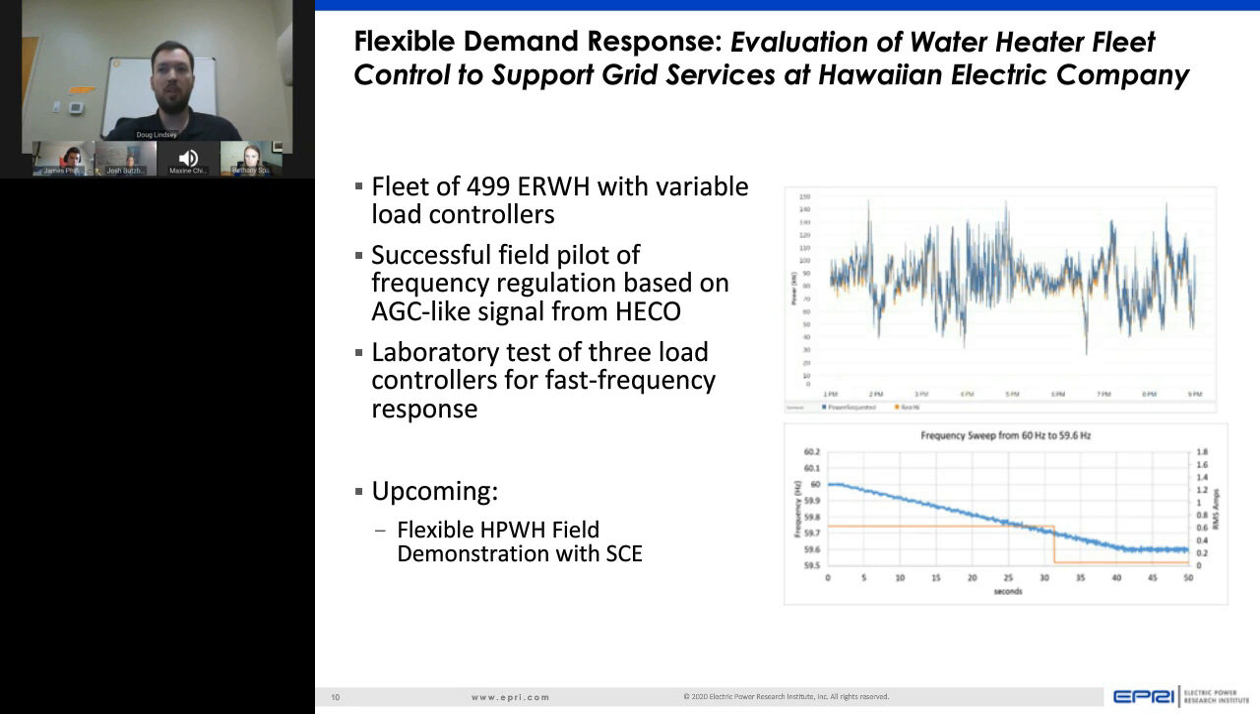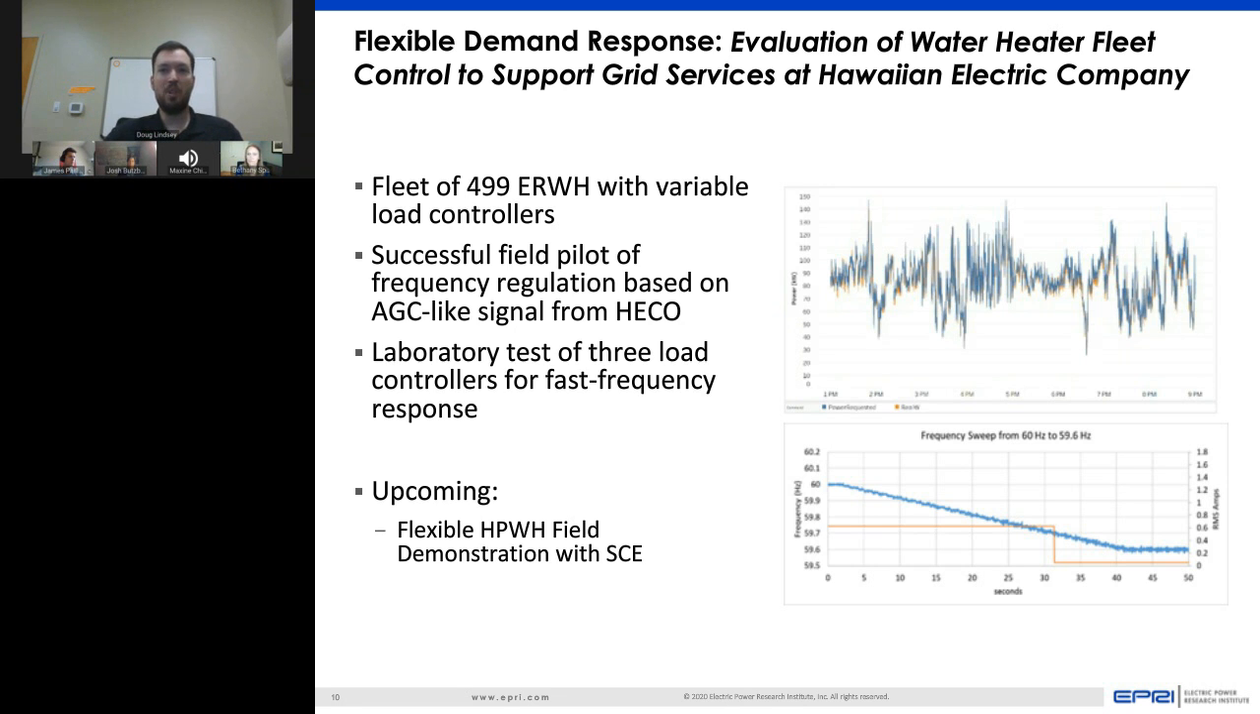We've got upcoming work with SCE, where we're going to do some more work trying to implement flexible heat pump water heaters in the field, trying to do the most innovative and flexible approaches that we can to make sure that we can help the grid, but also keep the customer from having cold water events, and seeing how that works in the field.